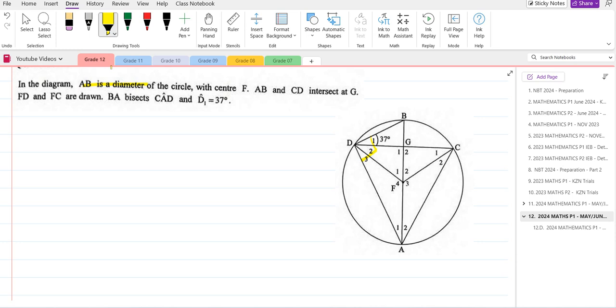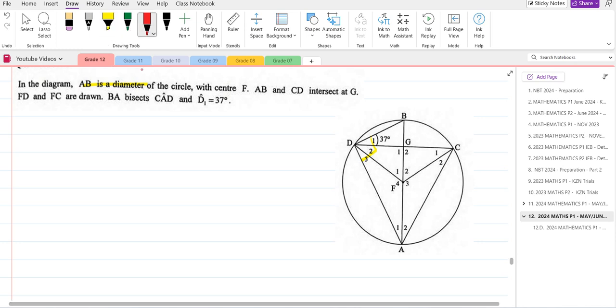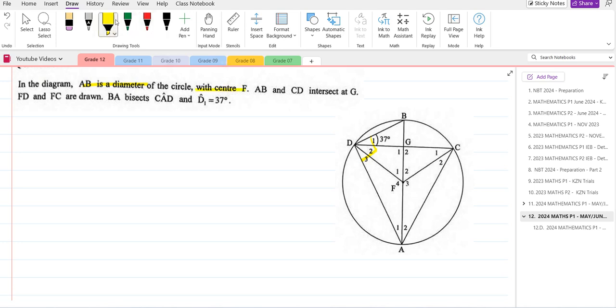Then we also have a circle with center F. F is the center, so we can mark off the radii. So we know this angle here is equal to that angle. AB and CD intersect at G. Okay, we can see the intersection point. FD and FC are drawn, so those are radii, we know that.